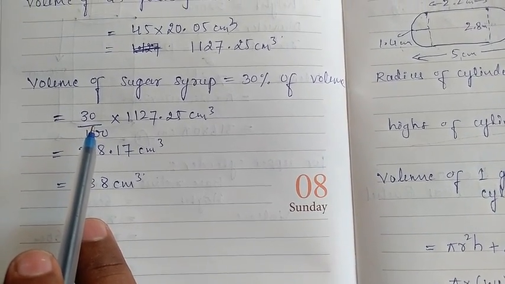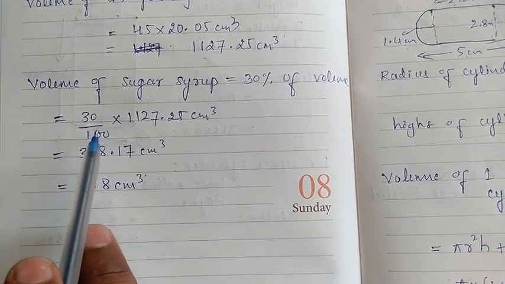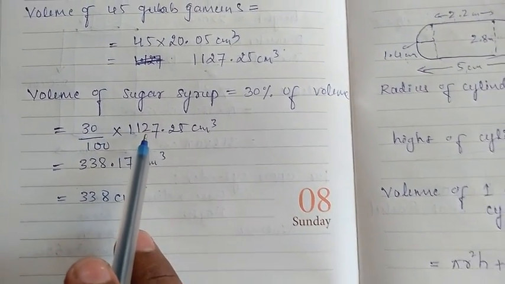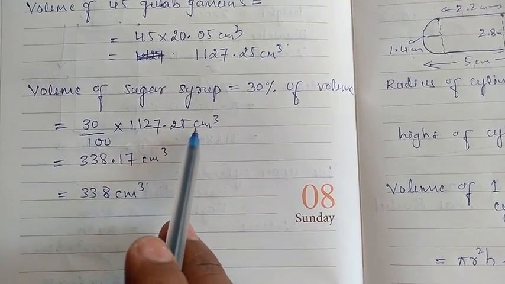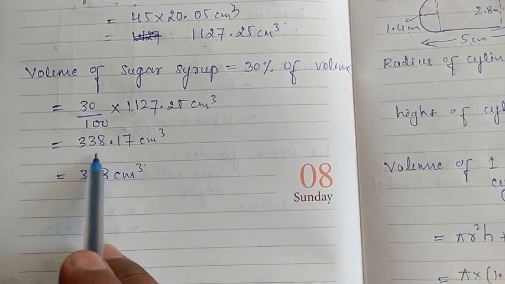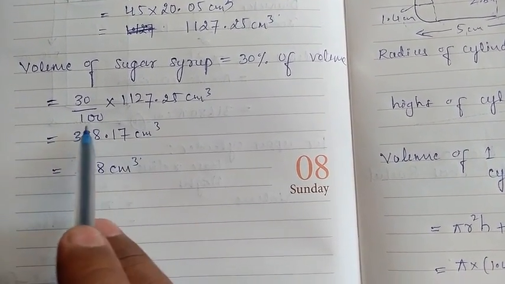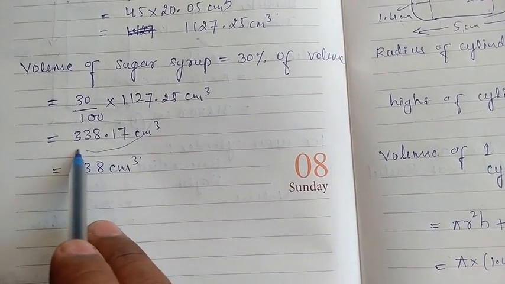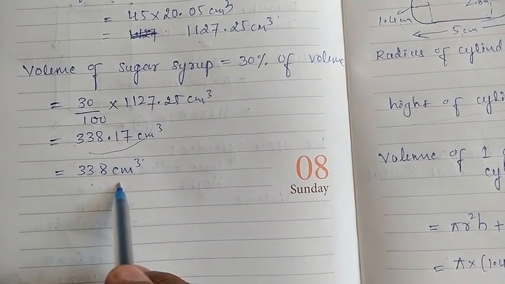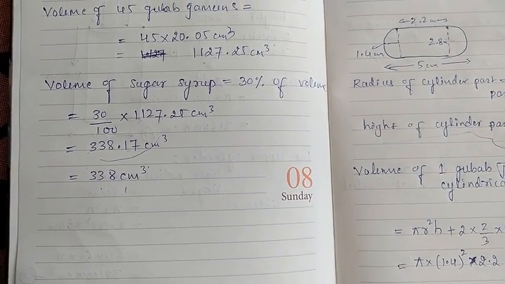30% means 30 per 100. So 30/100 into the volume, which is 1127.25 centimeter cube. Simplify this and you will get 338.17 centimeter cube. They ask to find the approximate value, so you have to remove the decimal point. Now 338 centimeter cube is the volume of the 45 gulab jamuns.